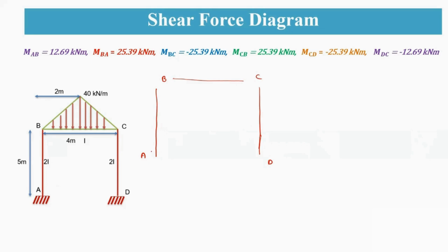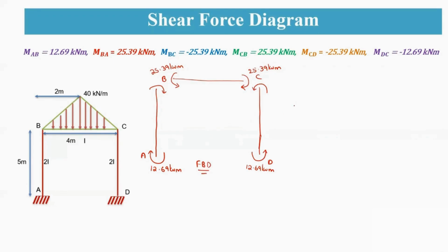So AB moment is clockwise. So this is 12.69 kilonewton meter. And BA moment is again clockwise. And this BC moment is negative, anti-clockwise, 25.39 kilonewton meter. Whereas CB is clockwise, whereas CD is anti-clockwise, negative. So it is 25.39 kilonewton meter. And whereas for DC, it is again anti-clockwise. So that is 12.69 kilonewton meter. So this is a free body diagram representing the moments.